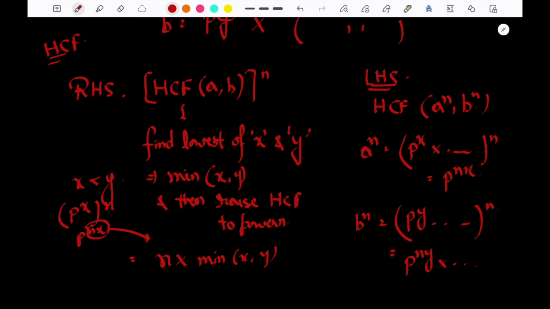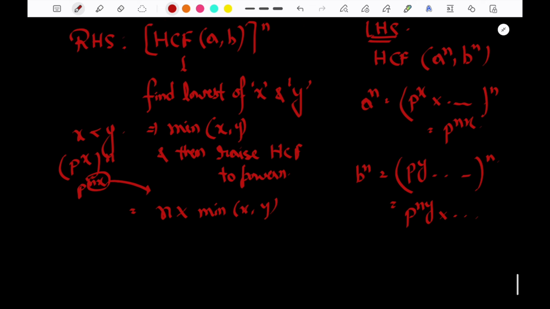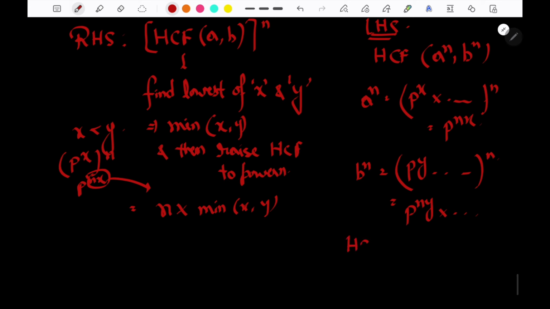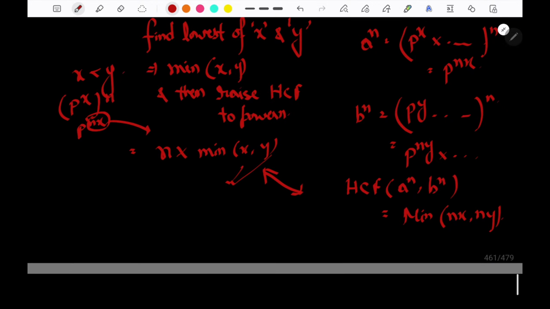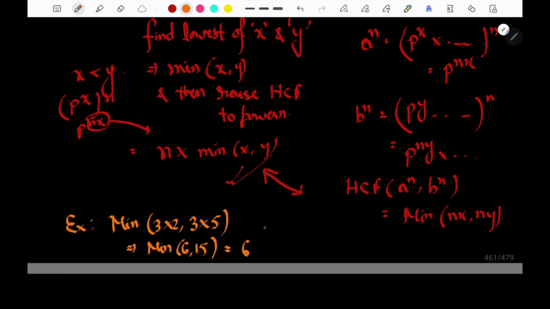Now a to the power n is done, b to the power n is done. Therefore HCF of a to the power n, b to the power n is equal to the minimum of nx, ny. Let's say it will be nx, then we are done. So therefore LHS and RHS are equal. I can give an example to clarify it further. For example, if I talk of the minimum of 3 into 2 or 3 into 5, this implies the minimum of 6 comma 15, which is equal to 6.